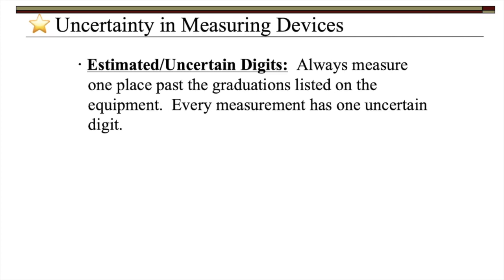So again, always remember, you're always going to need to have an estimated or uncertain digit, which means you always need to measure one place past the graduations listed on the equipment. Every measurement has one uncertain digit.